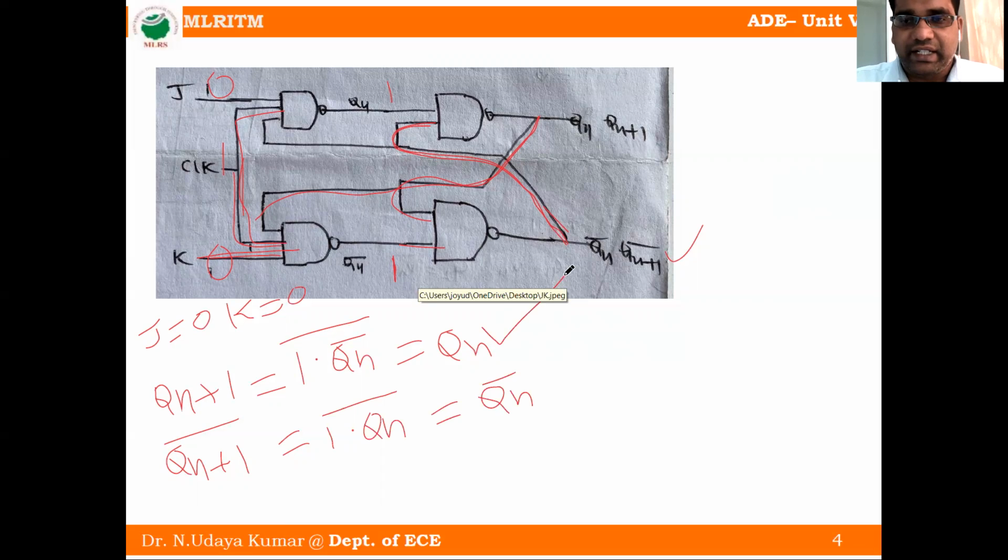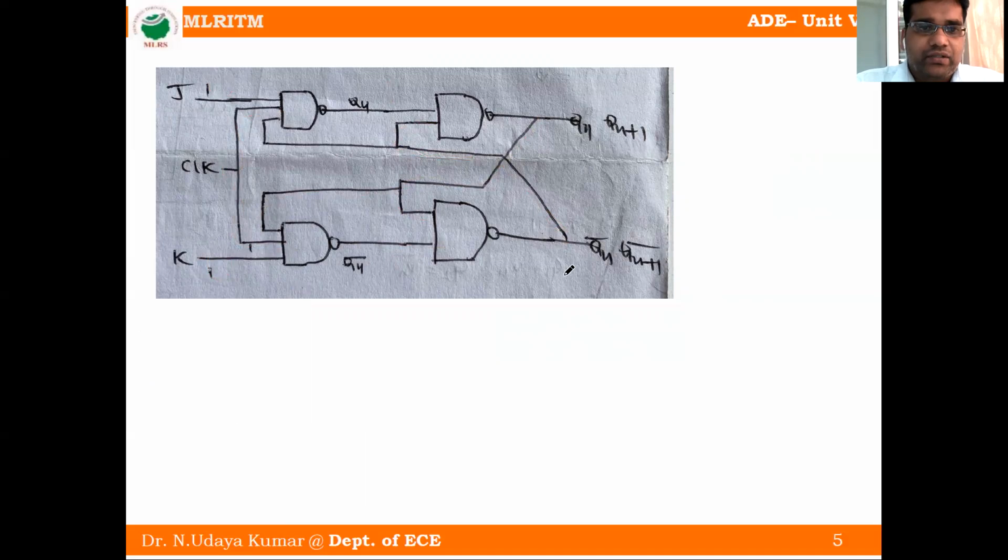Now we will see the second case. What is the second case? J is equal to 0, comma, k is equal to 1. So here j is equal to 0, k is equal to 1. What happened? We will see.